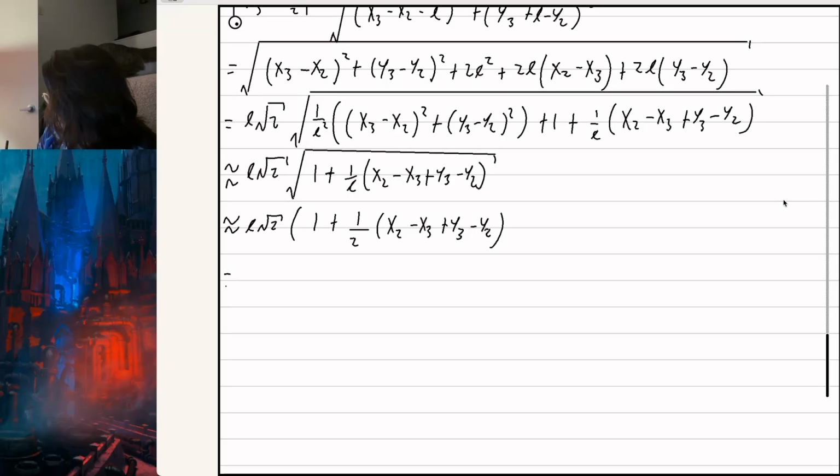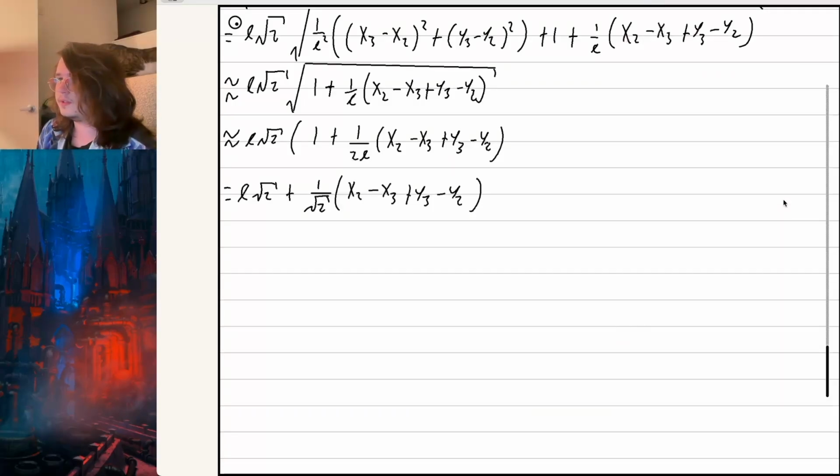And then when we factor that through, we have L root 2 plus root 2 times x2. There should be an L here. So root 2 over L. Or actually, the L's will cancel out. Yay! Just root 2 over L. No, 1 over root 2. Yeah. 1 over root 2, x2 minus x3 plus y3 minus y2.